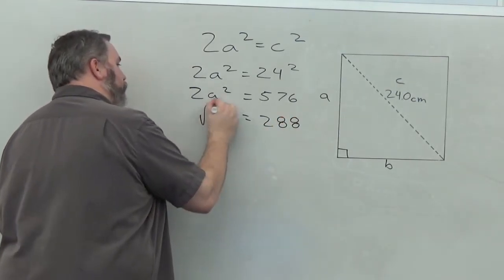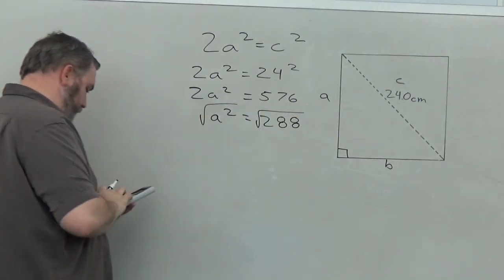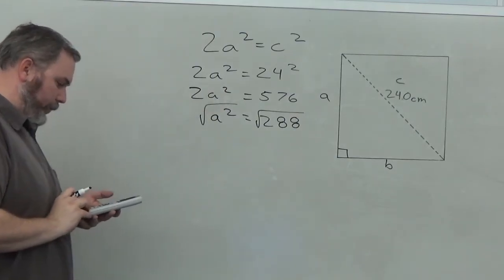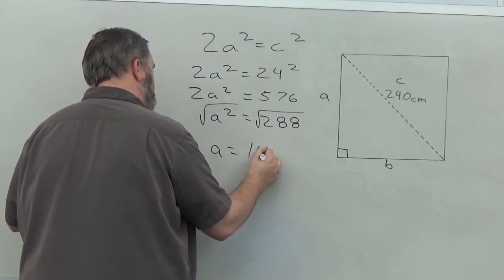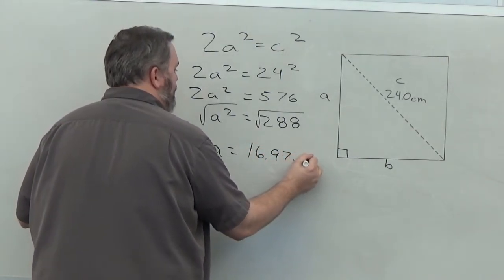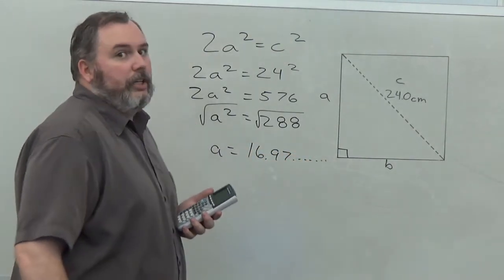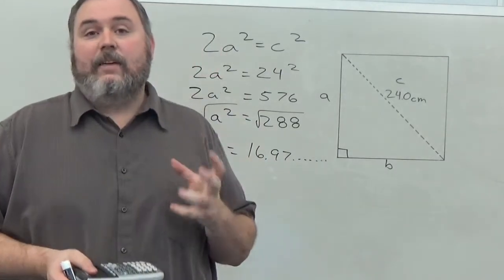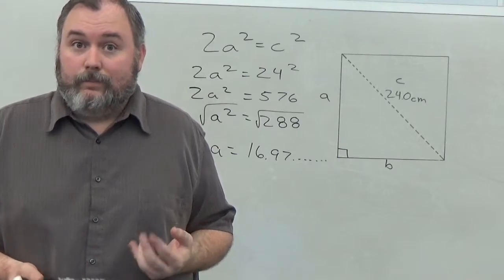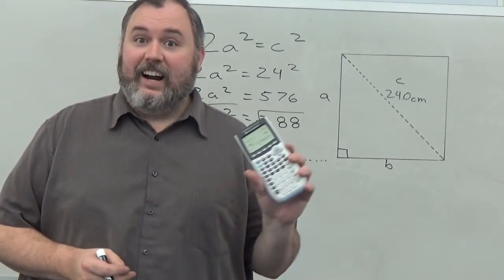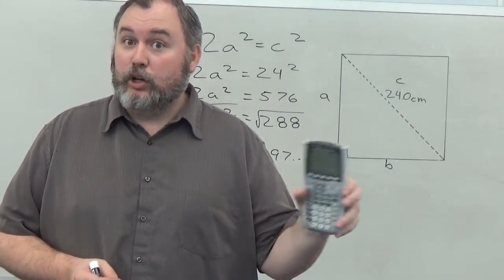I'm going to find the square root, and we get a weird looking number. We get that A is equal to 16.97 and so on. Generally, my rule of thumb is I never like to round anything until the very end, so I'm not going to round right now. It's in my calculator. I got that weird number in my calculator, and so should you.